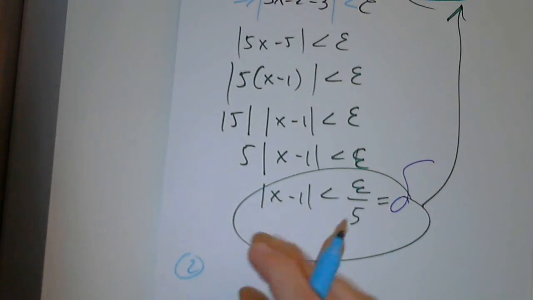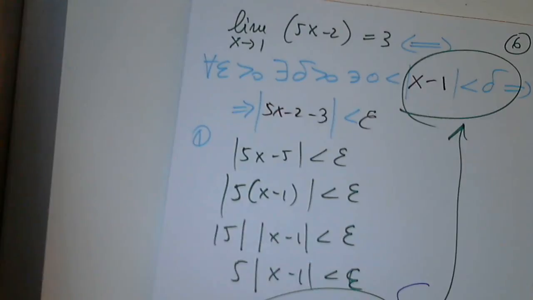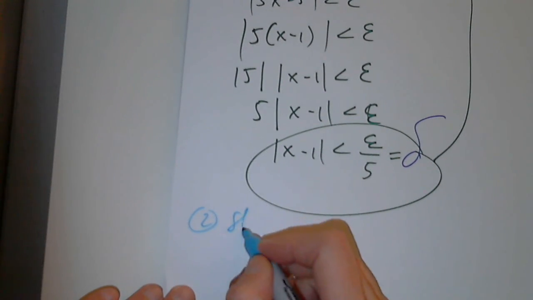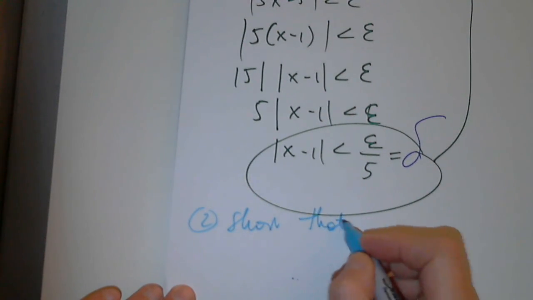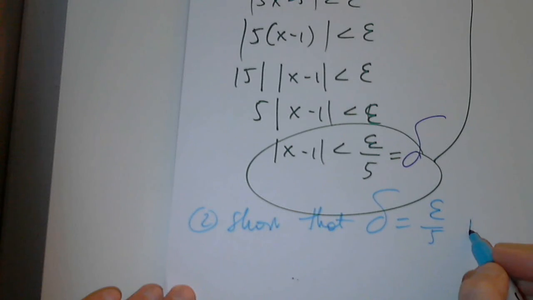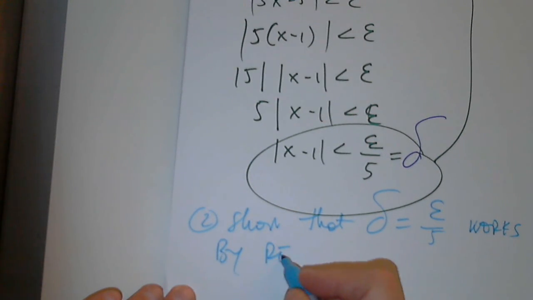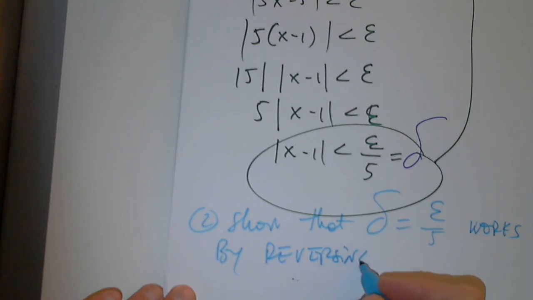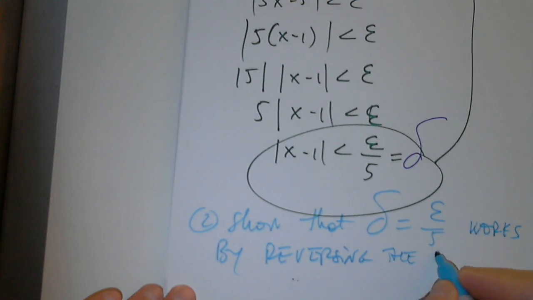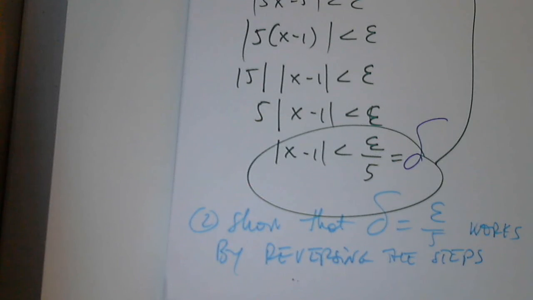And now in step 2, I have to reverse the steps. So this was step 1, and in step 2, show that delta equals epsilon over 5 works by reversing the steps from above, which you do not have to actually do. Next question.